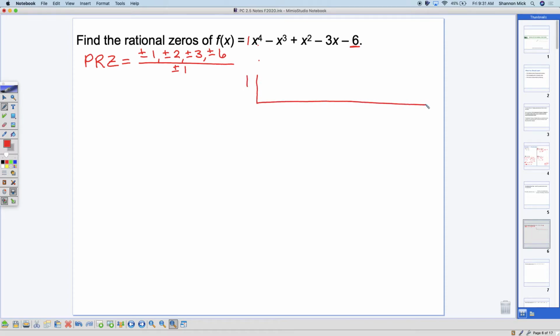Is this written in order? Yeah. Any gaps? No. So we should have made sure it was in order in the first place, and it was, so I didn't mention it. So I got 1, -1.